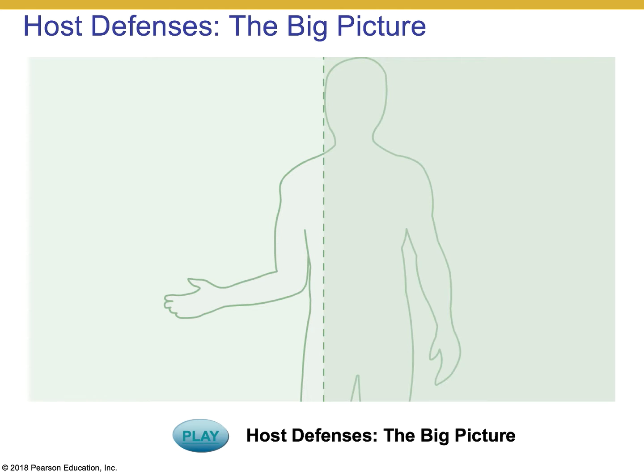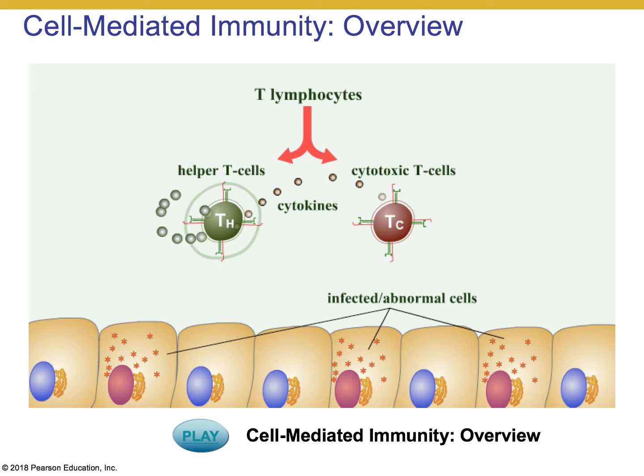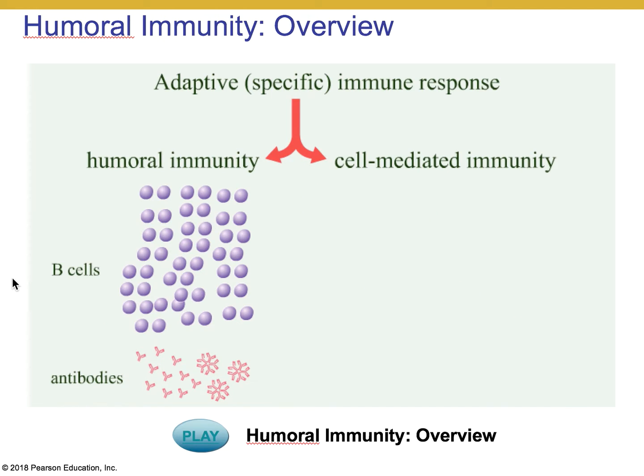You may at this point want to stop and go look at the host defenses, the big picture, then continue with overviews. There's two presentations. These are pretty short, less than a minute, I think, of both cell-mediated immunity involving T cells. We'll see among the T cells there's two types of T cells, and then humoral immunity, the overview of that, just to kind of give you an idea of where we're going today.